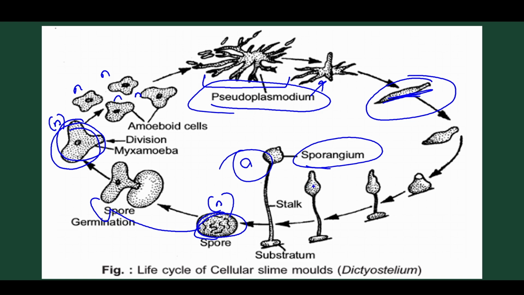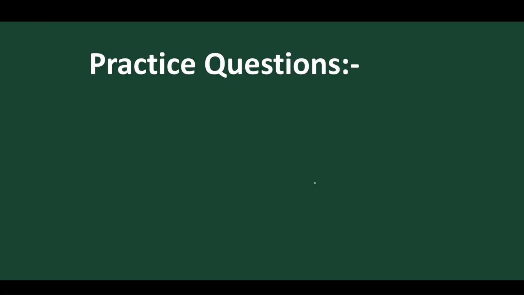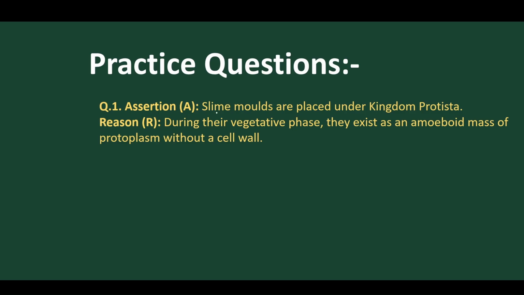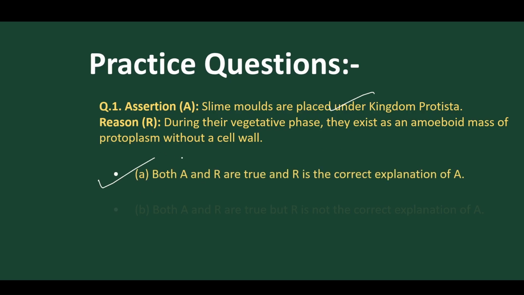Got it, clear? We have completed this. Now let's go for some practice questions. Slime molds are placed in Kingdom Protista. Yes. During the vegetative phase, they exist as an amoeboid mass without a cell wall. Yes, both A and R are true.